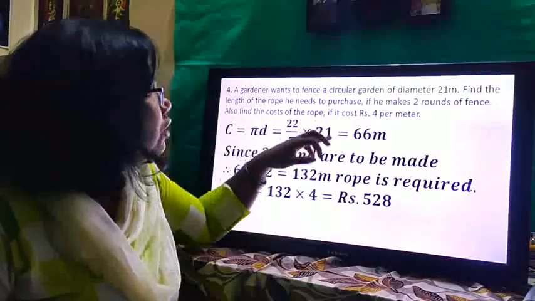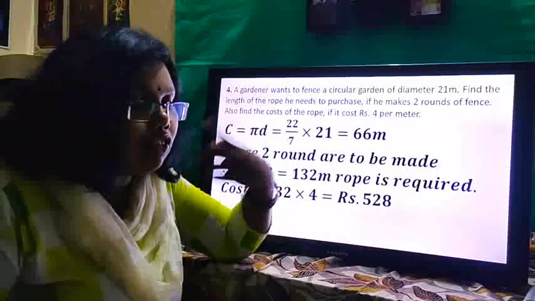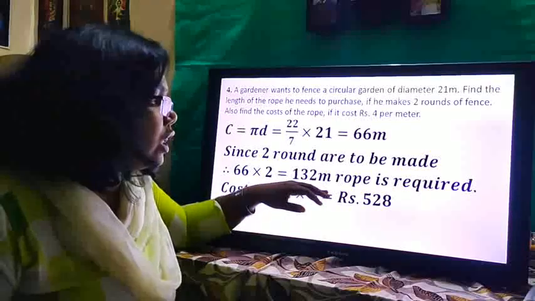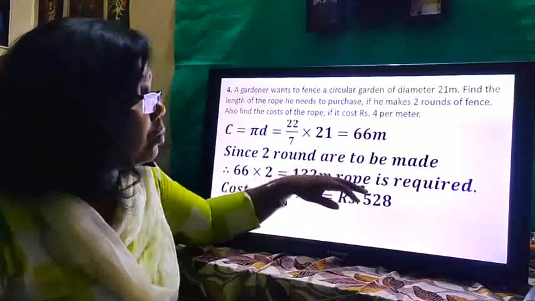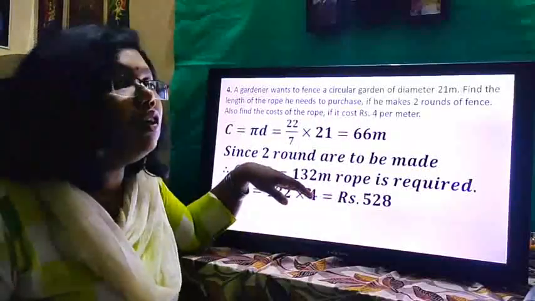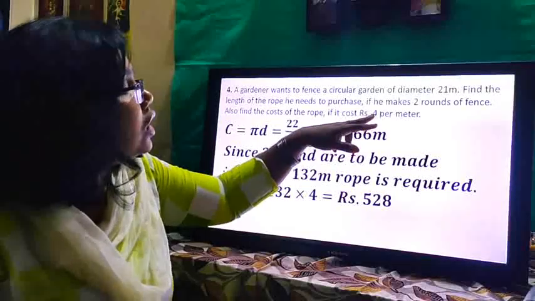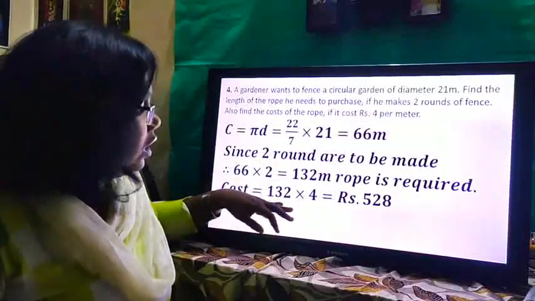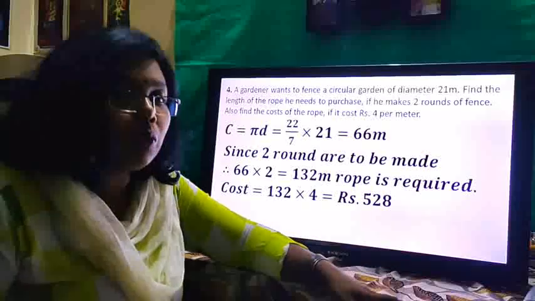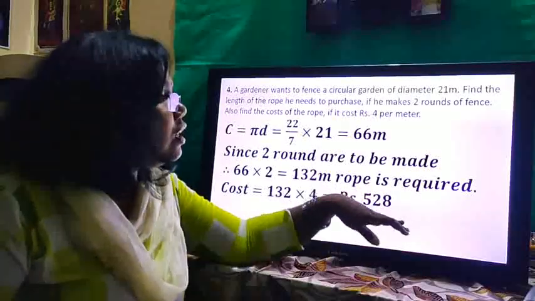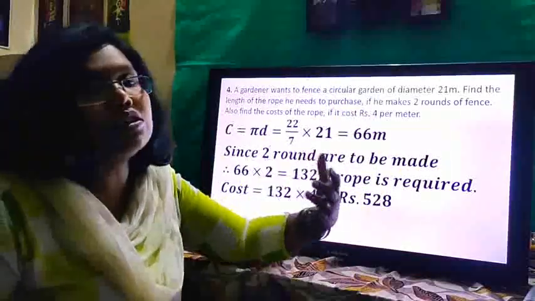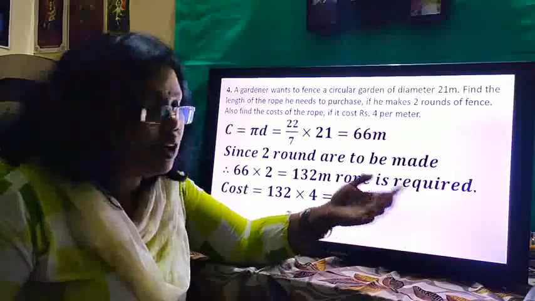So circumference, because we have diameter, we would use the formula pi d. So 22 upon 7 into 21, we get 66 meter. That is only for 1 round. But there are 2 rounds to be made. So circumference multiplied by 2, you get 132 meter of rope required to make 2 rounds around that circular garden. Now 132 meter of rope is required and the cost is 4 per meter. So cost is circumference multiplied by the rate. So 132 multiplied by 4, we get 528 rupees. So the gardener has to spend 528 rupees if he intends to make 2 rounds around the circumference of the circular garden.